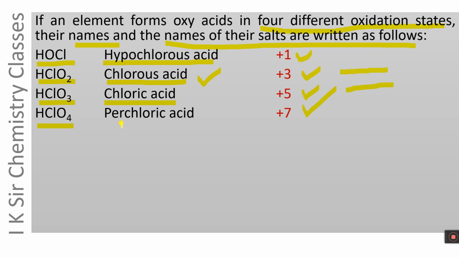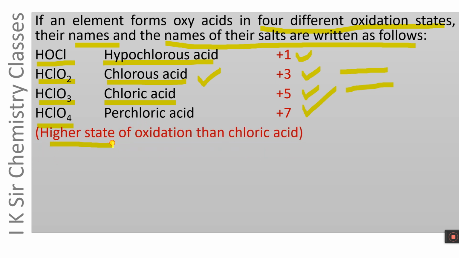And what about perchloric acid? It means a higher state of oxidation than chloric acid. The oxyacid of chlorine in which the oxidation number of chlorine is greater than that in chloric acid is called perchloric acid. The names of salts of these oxyacids are given below.